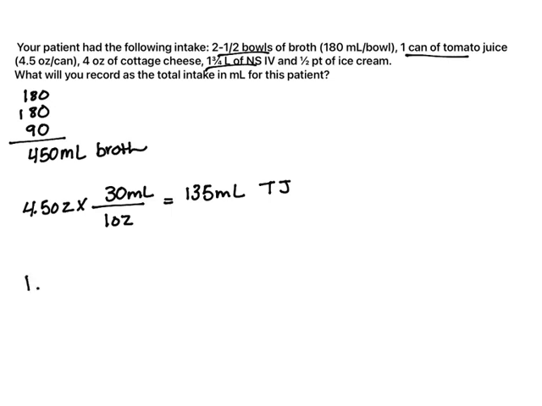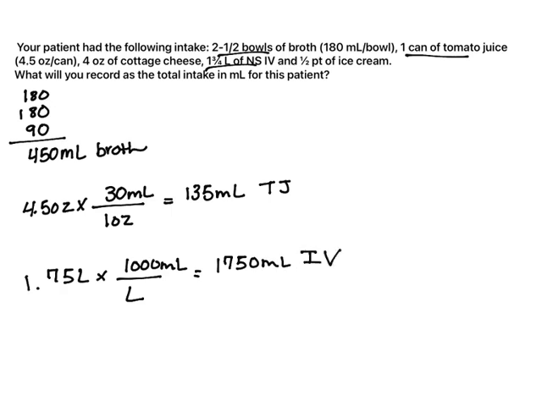Okay, so next we have 1 3/4 liters. So we know 1 and then 3/4 is what? 1.75. So that's liters, but we need it in mLs. So 1 liter is 1,000 mLs. So we just take our liters and multiply it by 1,000, and that will give us 1,750 mLs. So that's our IV fluid.